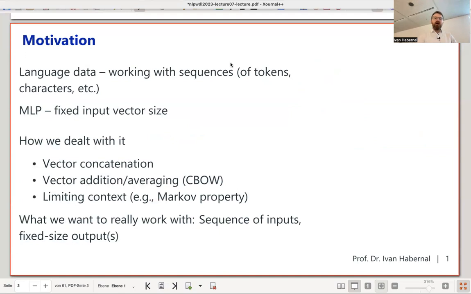So how can we deal with that? How can we turn into real sequences of words instead of bag of words? Well, we had vector concatenation, which could be one idea. We had averaging and vector addition, so continuous bag of words, right? So this is one representation. Or we can limit context in language models. We said, so what is this Markov property? What was that again in language modeling?